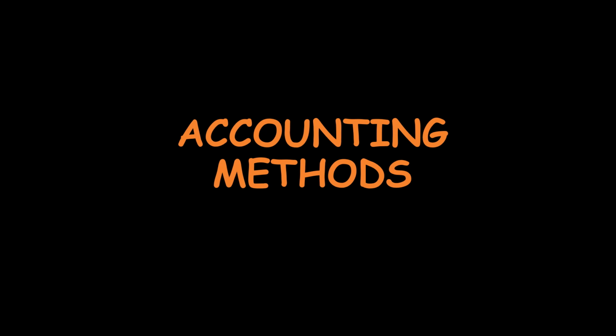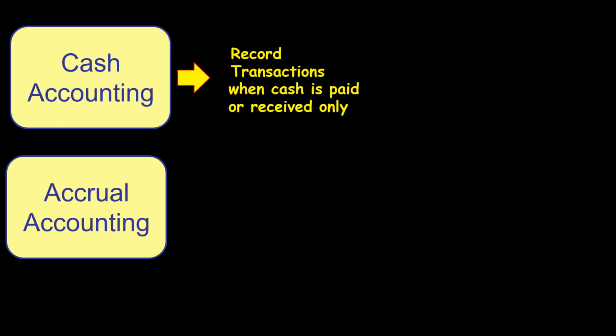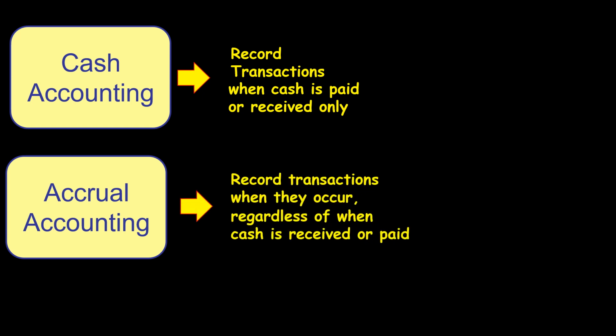Today we are discussing the accounting methods. Now there are two types of accounting methods, the cash accounting method and the accrual accounting method. They are also known as the cash basis of accounting and accrual basis of accounting. In cash accounting, we record transactions when cash is paid or received. However, in accrual accounting, we record transactions when they occur regardless of when cash is paid or received.